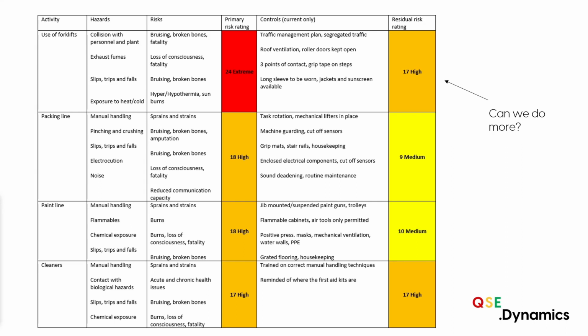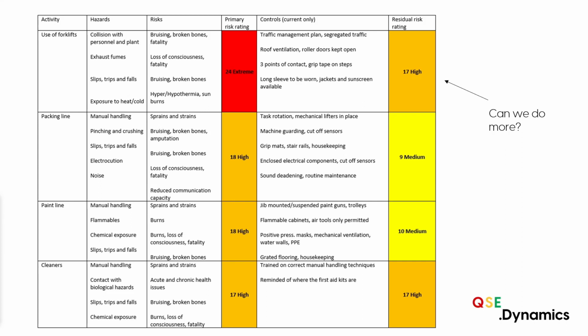Packing line, we've seen that go from an 18 high to a 9 medium. So that is good. We've seen those controls reduce those risks, so we can continually monitor that and see if there's any more opportunities to reduce that, but we at least know that it's not a particular priority. The paint line's gone from an 18 high to a 10 medium, so it's in the same situation as the packing line. And then we have our cleaners.